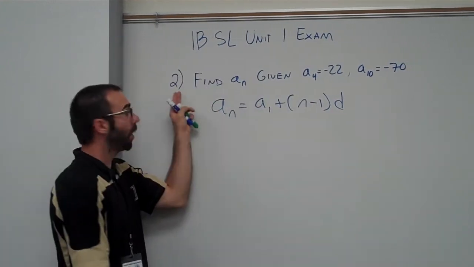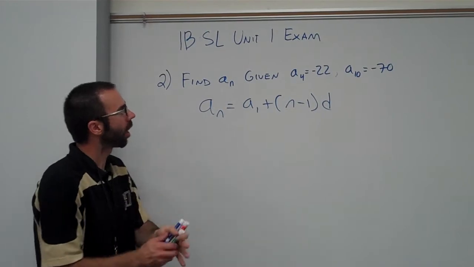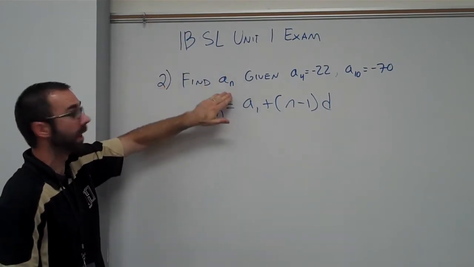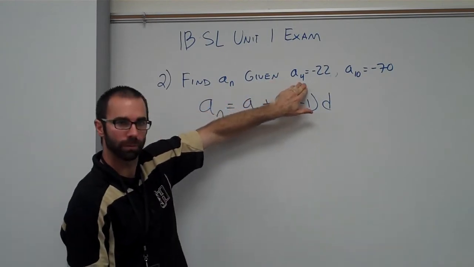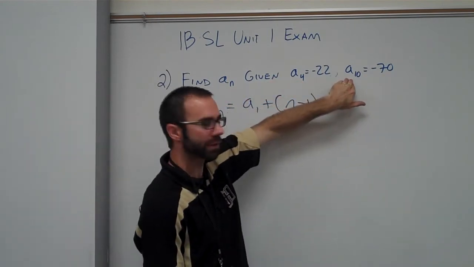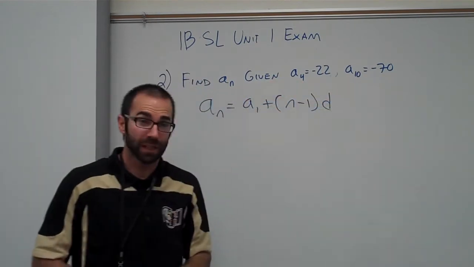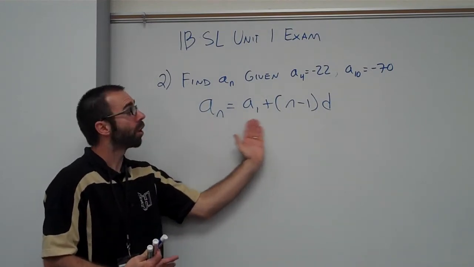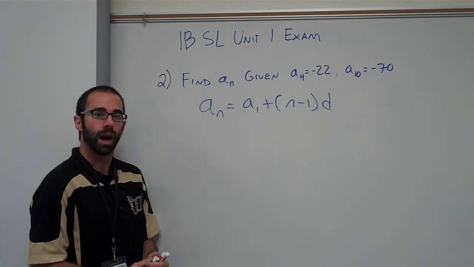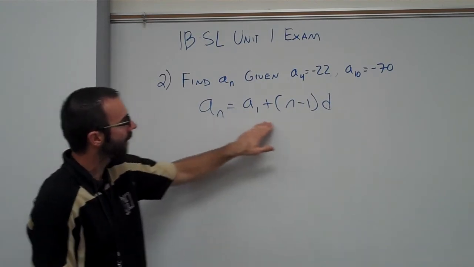We're going to be now in problem number 2. Problem number 2 on our Unit 1 exam says, find the nth term given our 4th term and given our 10th term. Anytime it says find the nth term, we know that we're going to be using our nth term formula for an arithmetic sequence here. So this is why I already have this written.